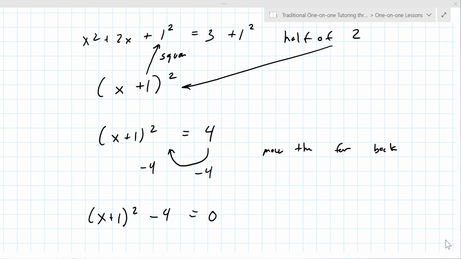Let's try another one of these completing the squares. Did you get this down? Yeah. Wait, actually, let me get the rest of it. Got it down.